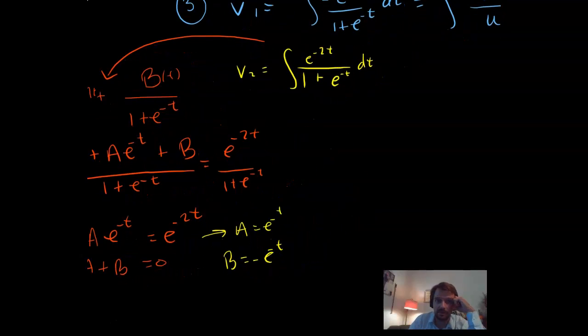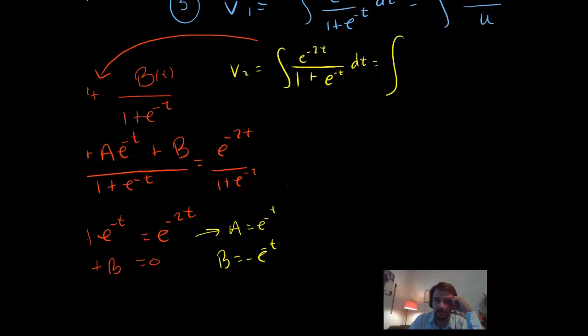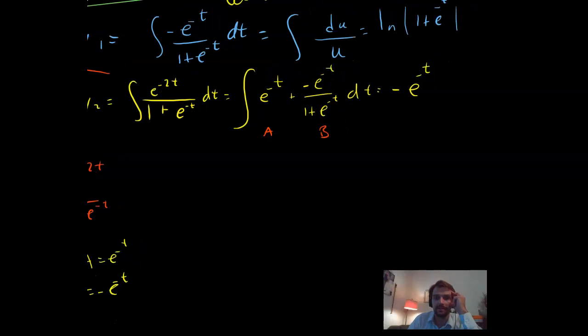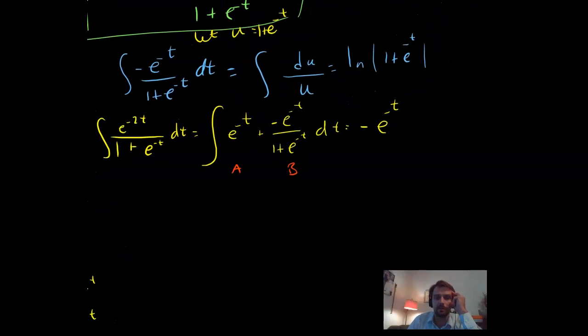So what does that mean? Well, I can rewrite the fraction in there as e to the negative t plus negative e to the negative t, so that's your b, over 1 plus e to the negative t. So here's my a and my b over that stuff. Okay, the reason we did that is this is much easier to integrate, since the first integral is just negative e to the negative t, and then we add to that what we had done before: plus the natural log of 1 plus e to the negative t. So there is my v2.